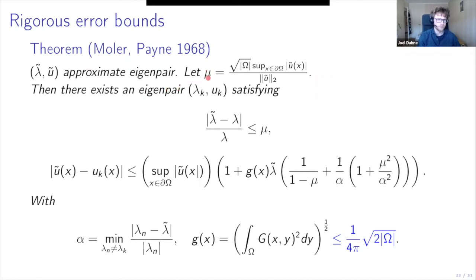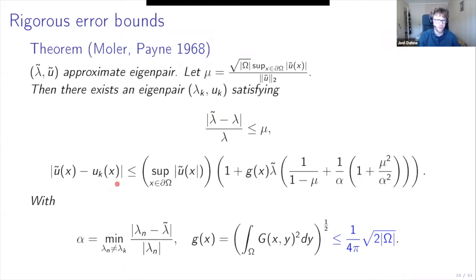Upper bounds in particular. So what the theorem says then is that there exists an eigenpair lambda_k, u_k, satisfying that (lambda tilde minus lambda) divided by lambda is less than or equal to mu. So if mu is small, we get that there's a lambda very close. Oh, there should be a lambda_k here, I guess. Sorry. We get that there's an eigenvalue close to this. But notice that it doesn't say anything about the index.